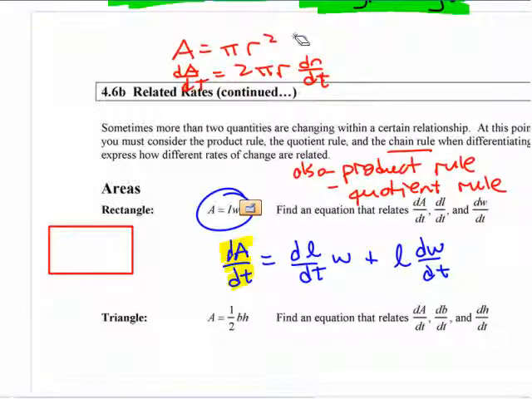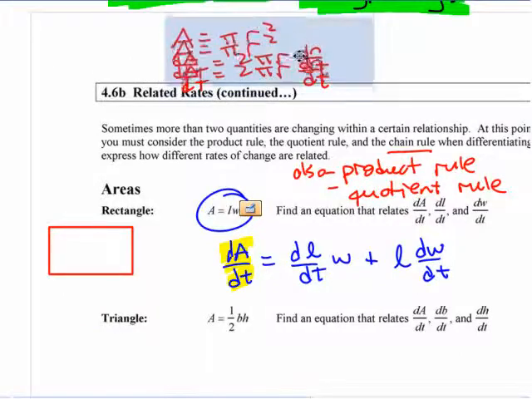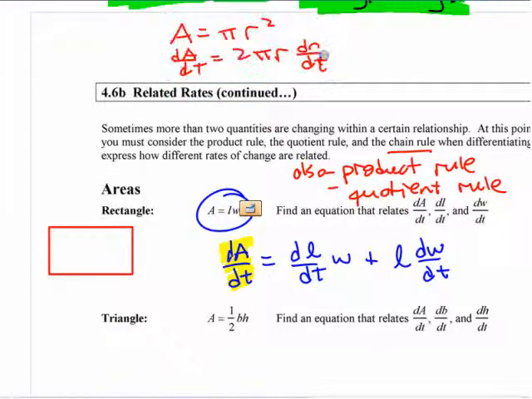You do end up with sometimes more than two variables involved after, because not only do you have the radius involved here. At the beginning, all you have is radius and this. In the end, you have the rate of change of area, you have the radius itself, and you have the rate of change of radius. Those would be two different things you would have to measure.